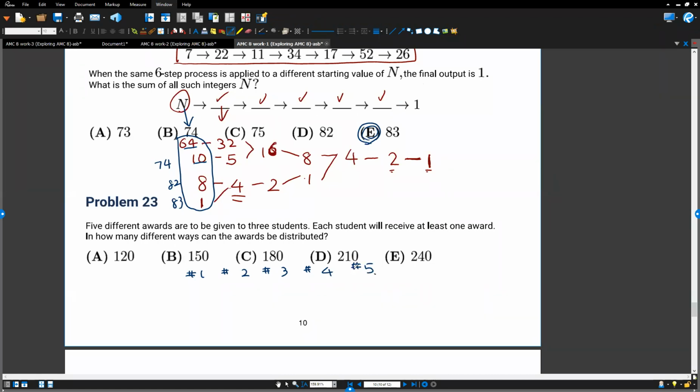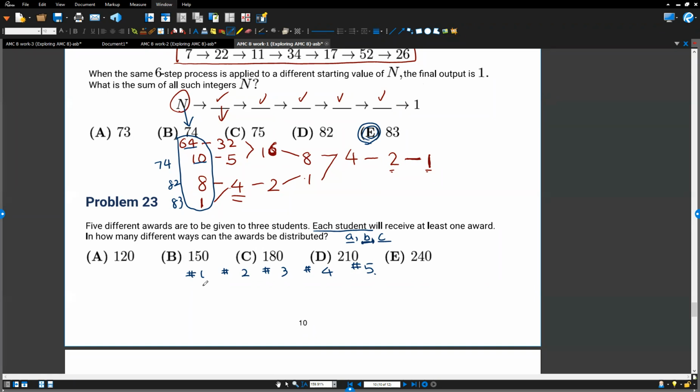But we have 3 students, A, B, C. Adam, B, what is the B? I don't like Bayer. Okay, Bacon, Charlie. Yes, Bacon. Mr. Bacon. All right. So they can have all the choices.